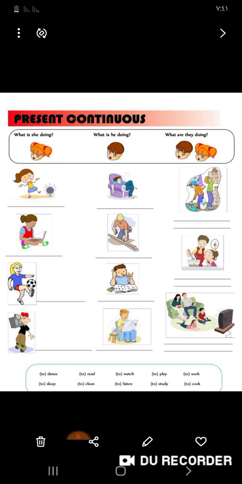And what is he doing? I think he is clean. He is working. Yes. And what are they doing? They are cooking. What is she doing?